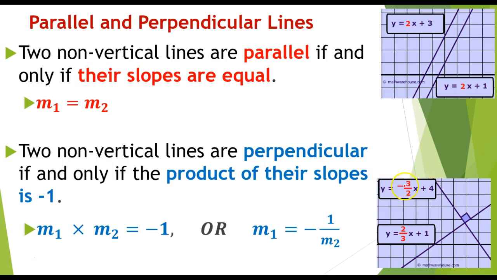So if you look at this, again, their slopes are different, but they are similar in a way. This one is negative 3 over 2, this is positive 2 over 3, which is the reciprocal of 3 over 2 and the opposite of it. So there are two things: the opposite, reciprocal. So if you multiply the two slopes, they have to equal -1. Or if you solve for one of the slopes, it's going to give you the opposite reciprocal of the other.